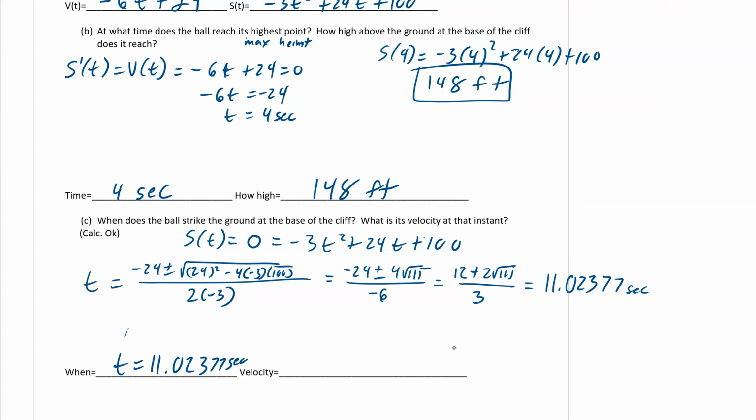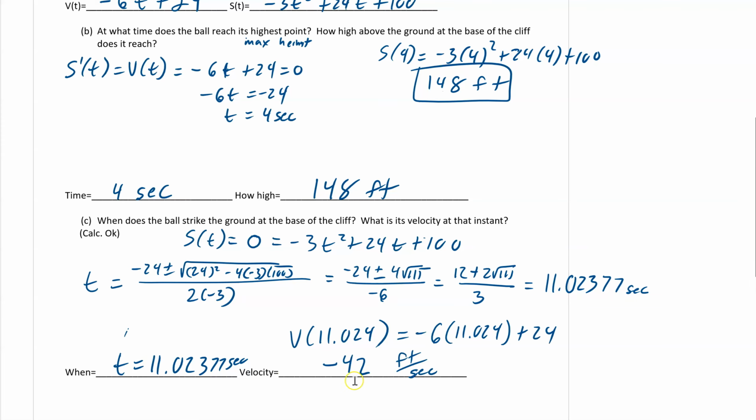What is the velocity when it hits the ground? If we plug our 11.024 seconds into our velocity function, what do we get? We get approximately negative 42 feet per second. So that's how fast it will be traveling when it hits the ground.